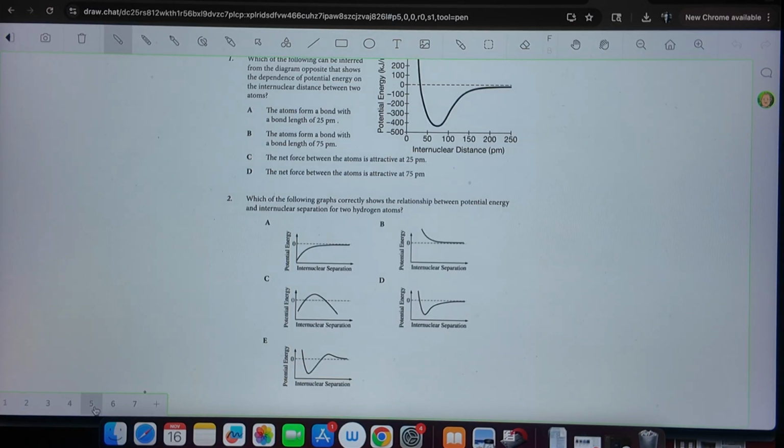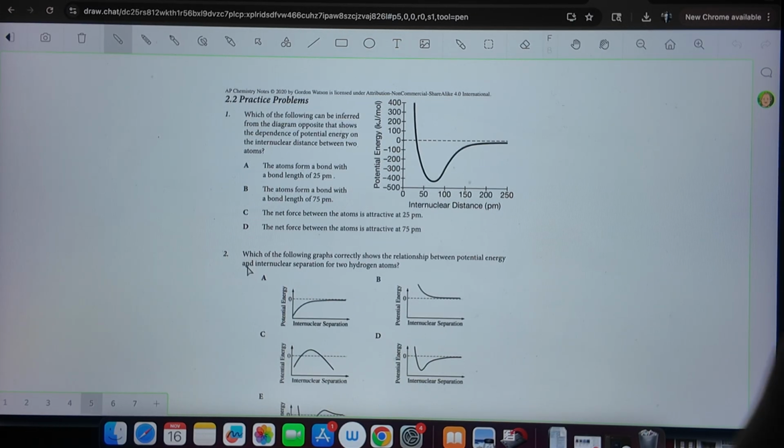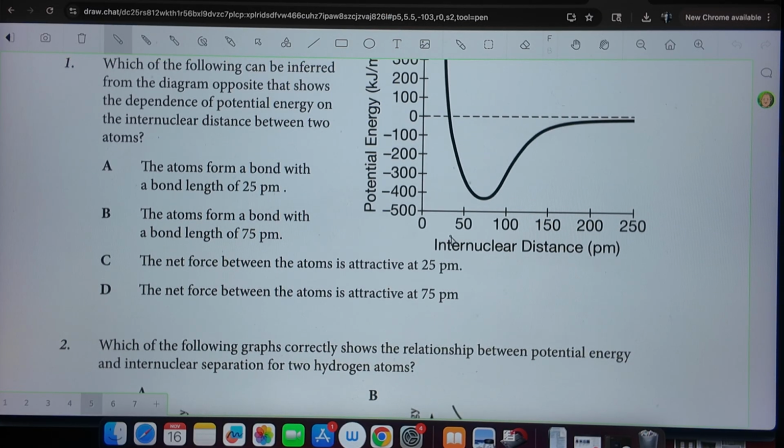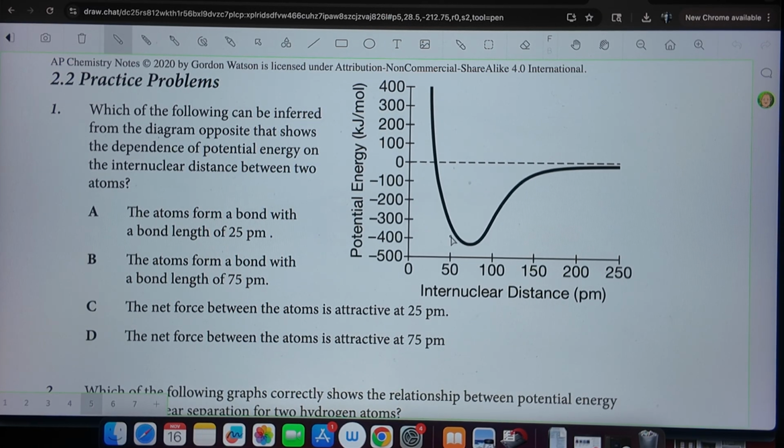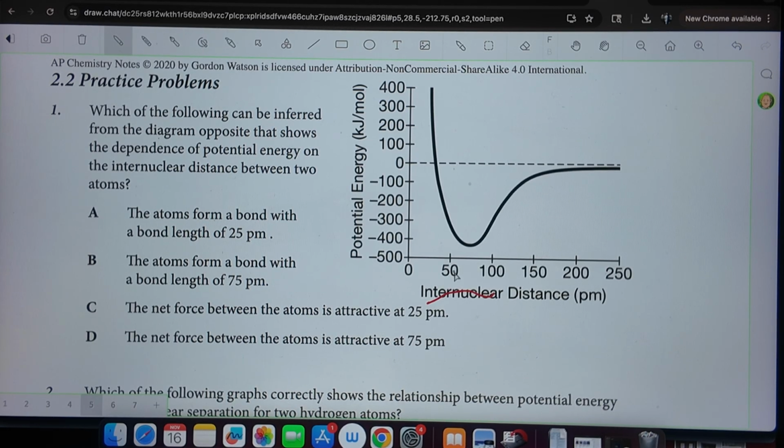Okay, so let's look at the first question. So this graph shows you a classic potential energy curve, like Lennard-Jones. That's what they call it, a potential energy graph. And so the bond length, so the internuclear, right?